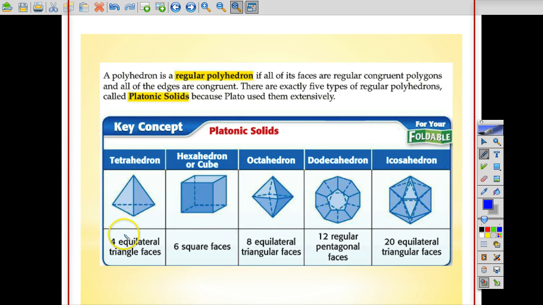We have a tetrahedron, 4 equilateral triangle faces. Hexahedron, or cube, there's 6 equal squares. Octahedron, 8 equilateral triangular faces. Dodecahedron, it's 12 regular pentagonal faces. And then you have icosahedron, 20 equilateral triangular faces.